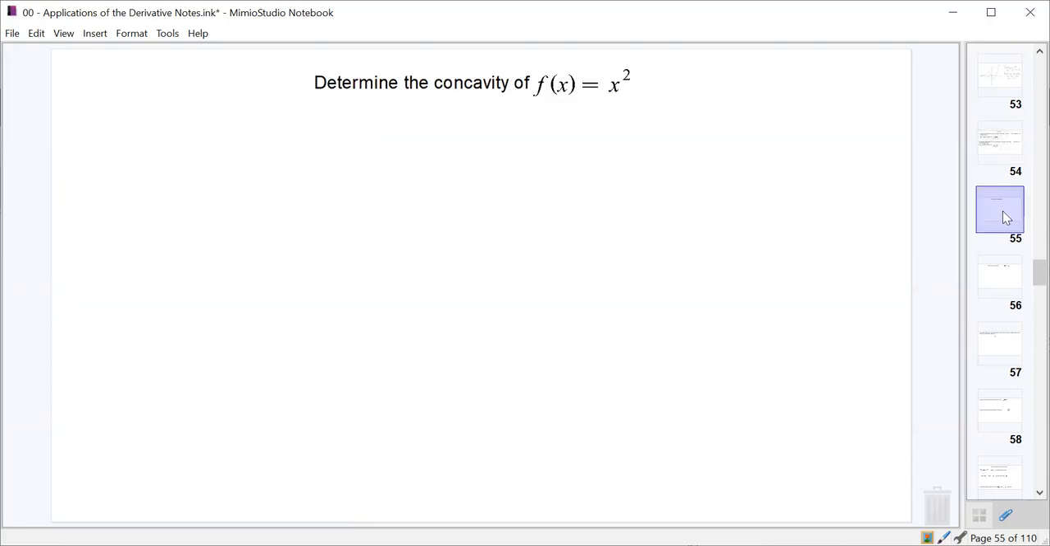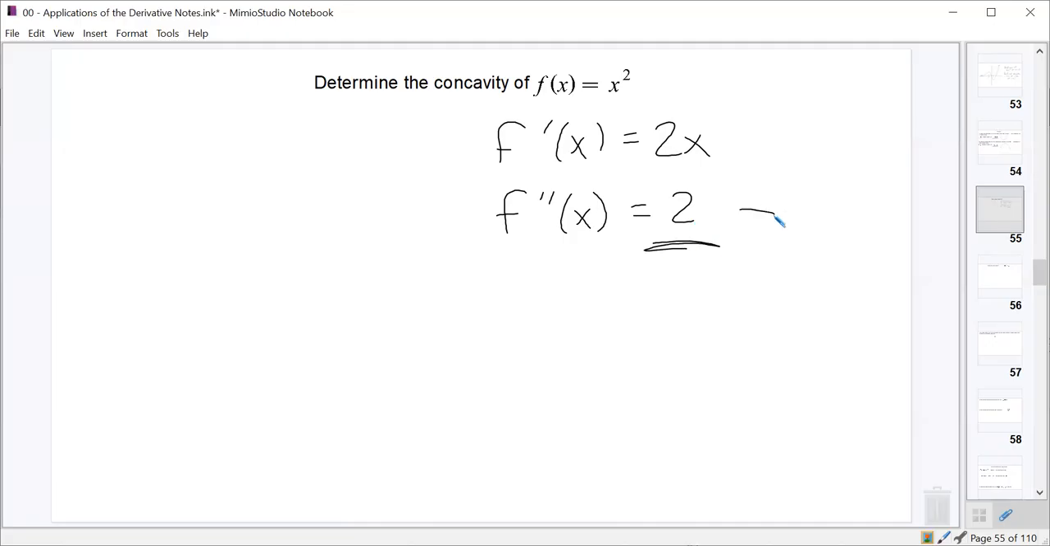So we'll start with a real easy one. f of x equals x squared. We'll look for the second derivative. So f prime of x is 2x, and f double prime of x is just 2. Well, if our second derivative is positive, then that means that this function must always be concave up.